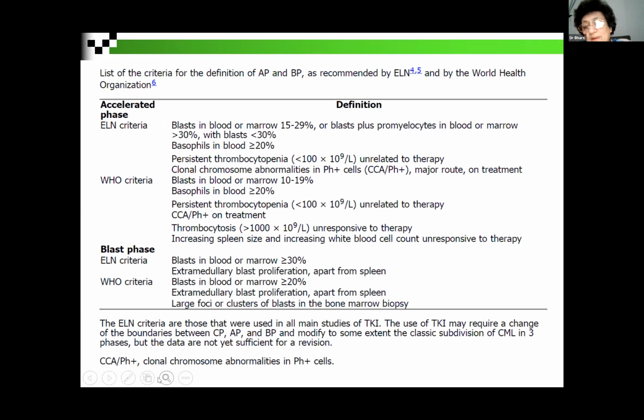So the European Leukemia Network says the blasts in the blood and the bone marrow should be 15 to 29%. And the basophils in the blood should be more than 20%. The persistent thrombocytopenia less than 100 × 10^9 per liter. And the clonal chromosomal abnormalities in the Philadelphia positive cells should be there. While the WHO criteria says the blasts should be 10 to 19%.